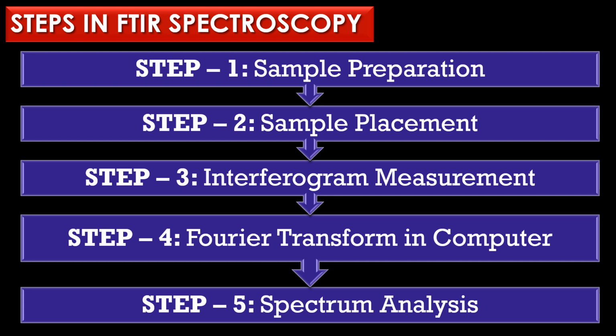The second step is sample placement. The sample is placed in the IR beam path. Third, interferogram measurement. The interferometer modulates the IR signal, creating an interferogram, which is the raw data. The fourth step is Fourier transform in computer. The computer performs a Fourier transform to convert the interferogram into a spectrum.